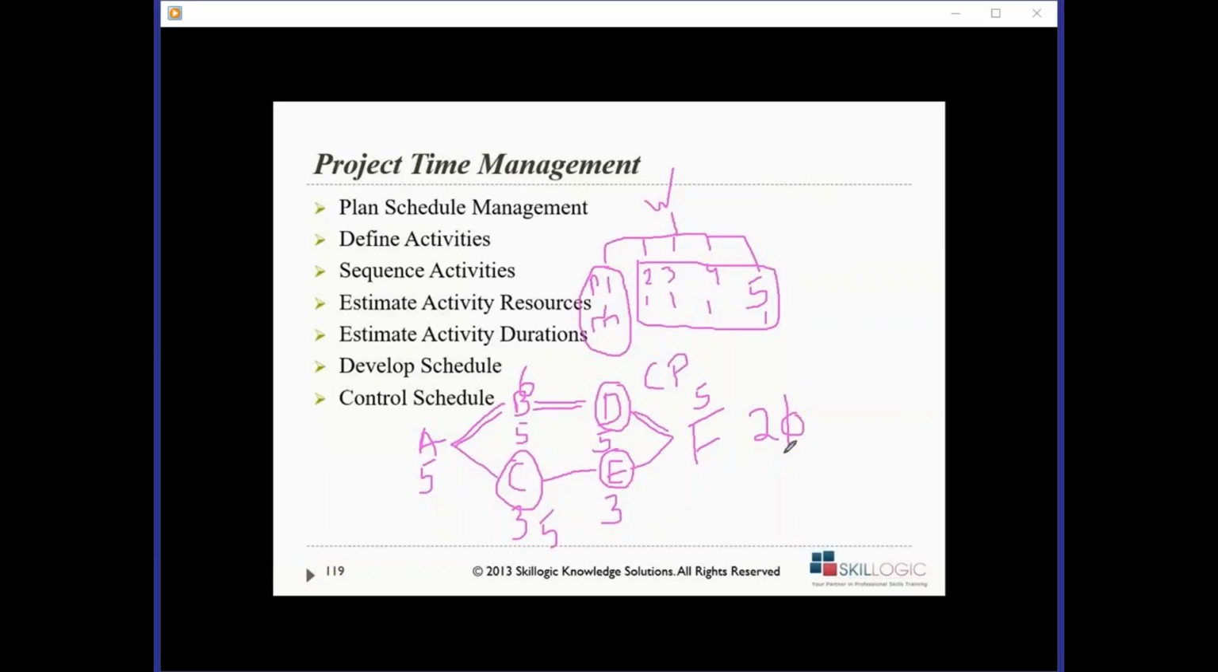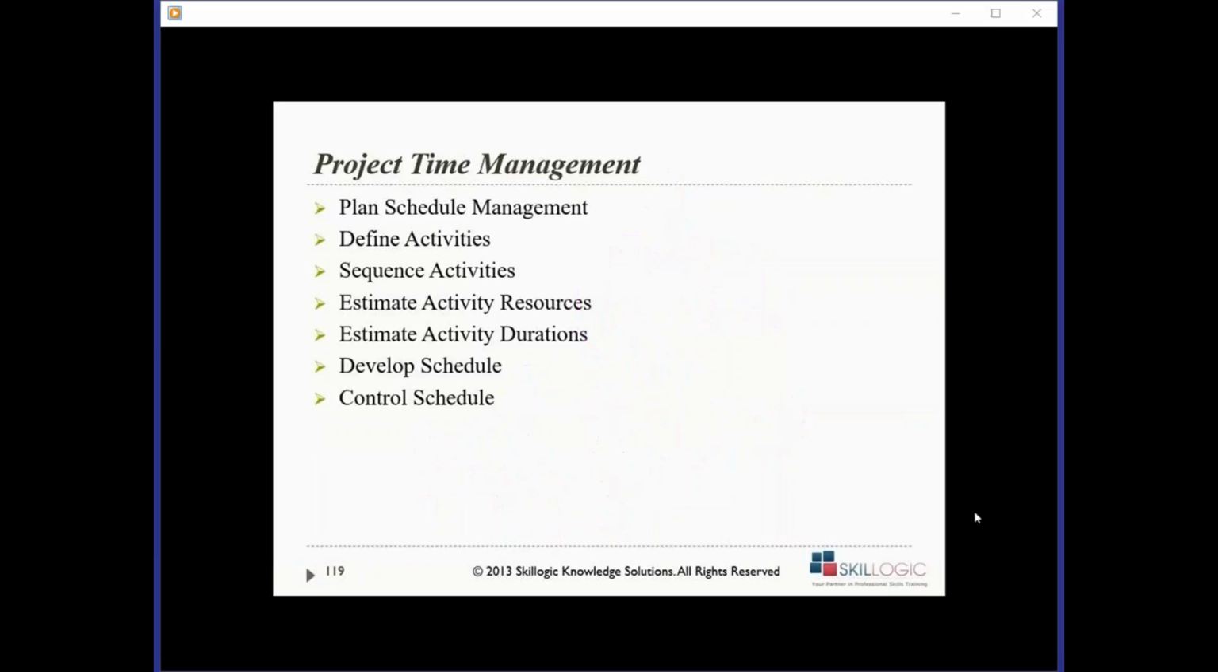My project is getting delayed. So that is the concept of critical path. I have defined the duration, and then I have developed the entire schedule using the critical path. As you see, let me again go ahead and draw it over here.